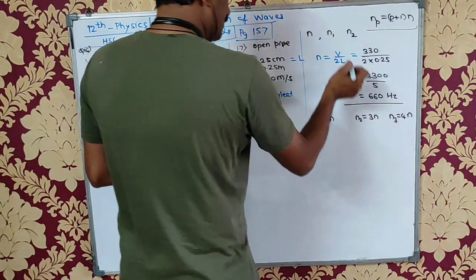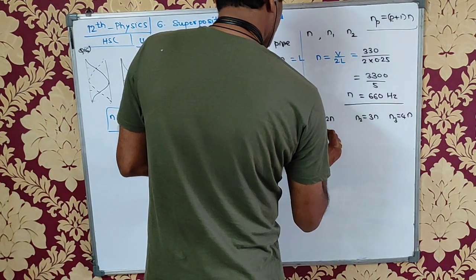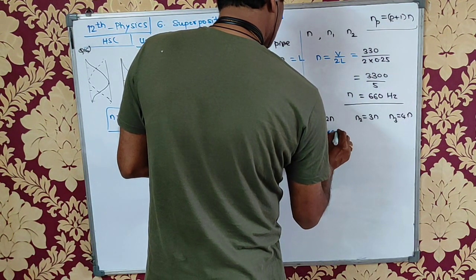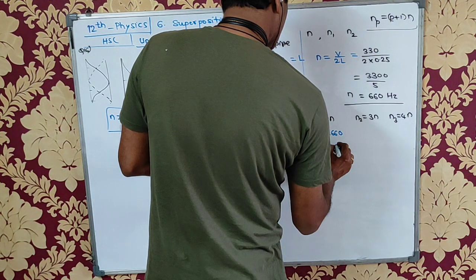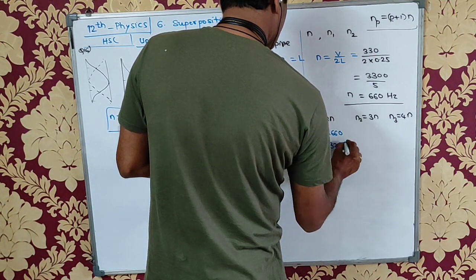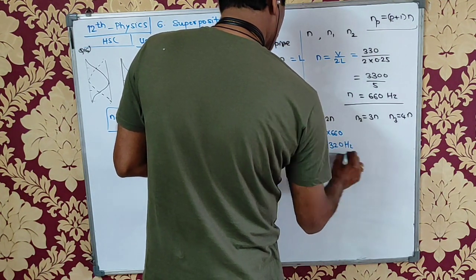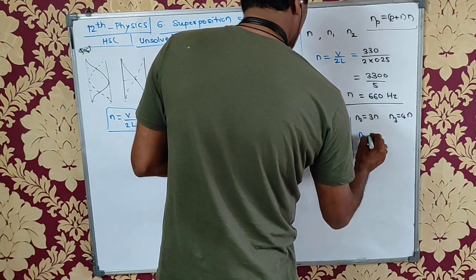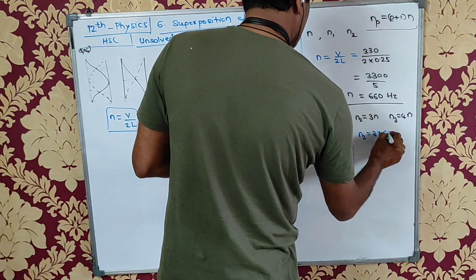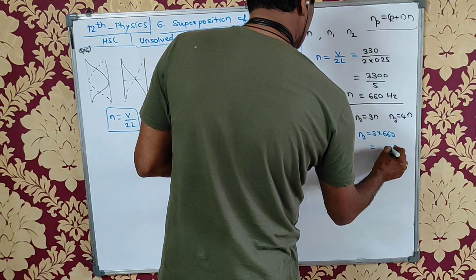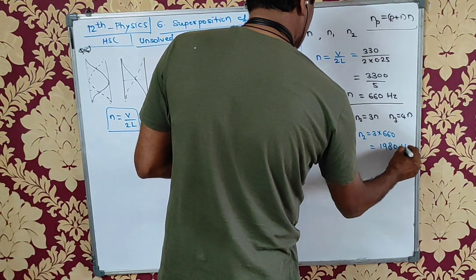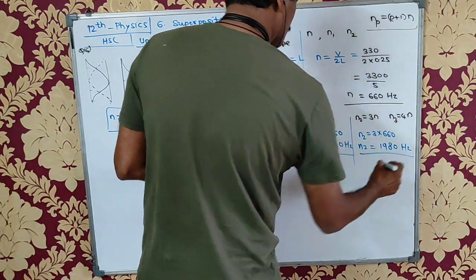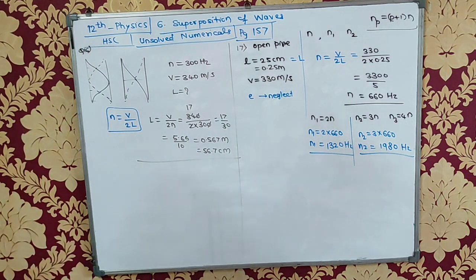So for the first overtone we just have to double it. So n1, that is the first overtone, is 2 into 660, that is equal to 1320 Hz. This is the first overtone. Second overtone is 3 into 660, that is 1980 Hz. This is the second overtone. Please check whether this is clear to you. Okay.